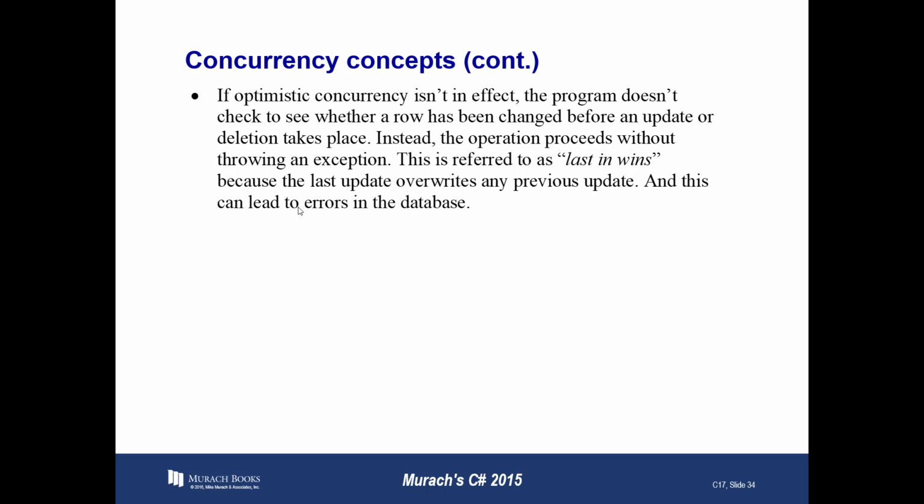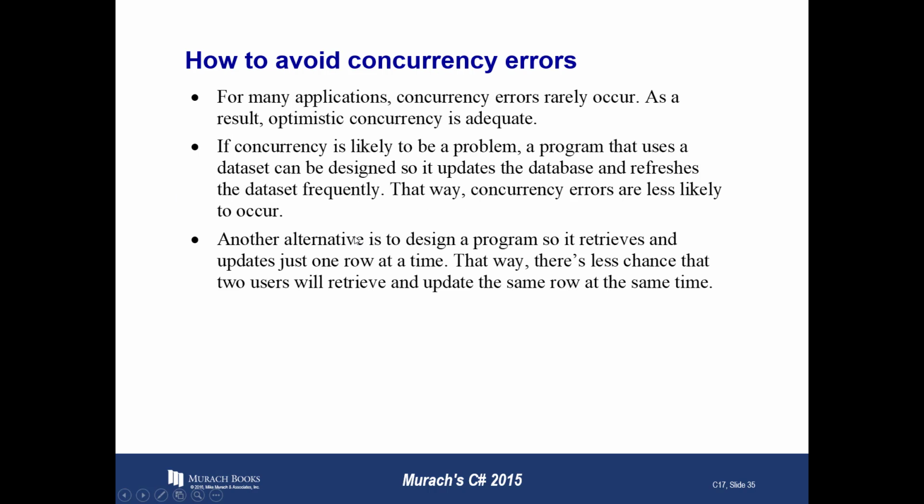On the other hand, if you don't have optimistic concurrency in effect, the program does not check to see whether or not the row has been changed. This is typically called last in wins, and whoever saves last, their changes will overwrite the changes made by anyone or anything else. So how do you keep that from happening?